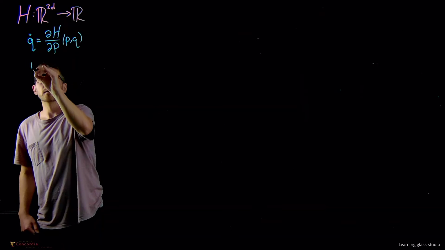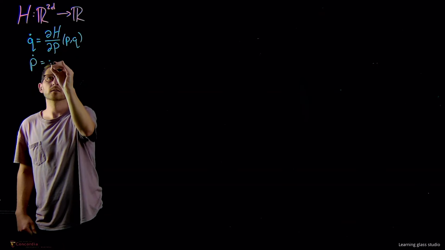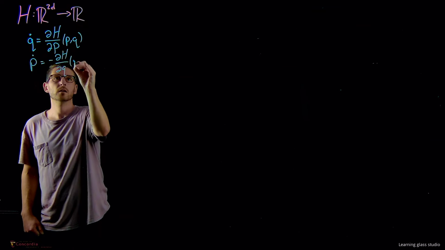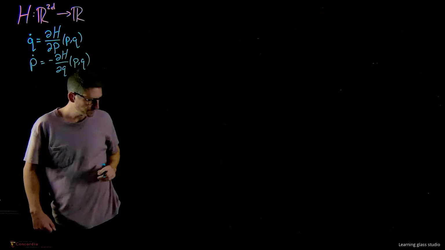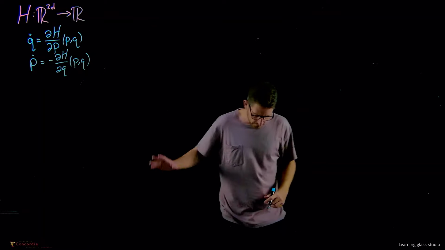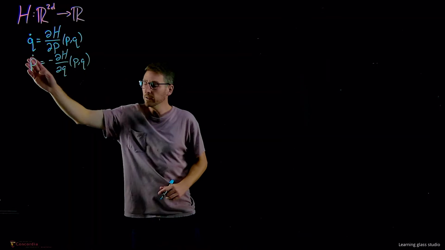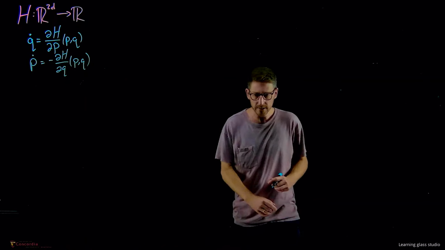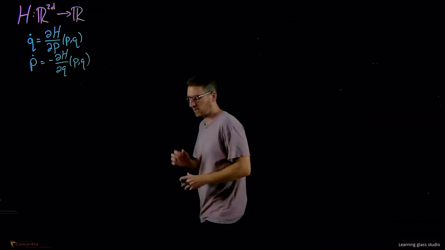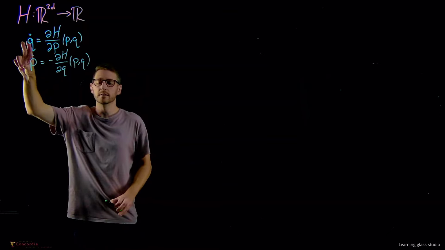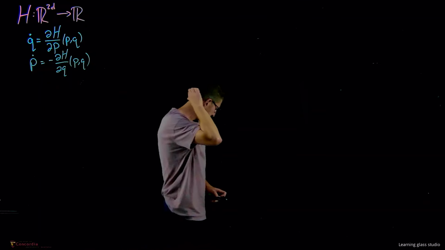Q dot is equal to H_p(q, p), and p dot is equal to minus H_q(q, p). Now, P is the generalized momentum and Q is the generalized position of your particle or whatever it happens to be. They're both of the same dimension here.